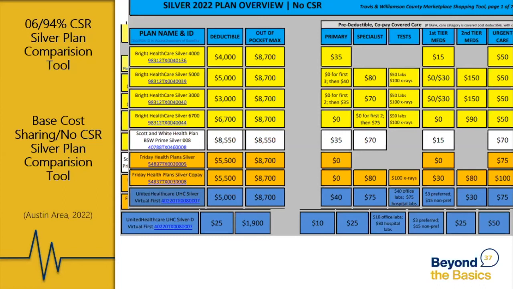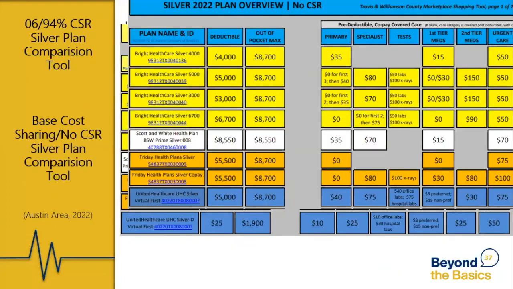Note that if you decide to do this for silver, you have to do four versions because of the different cost sharing. So you would have to do a 94% cost sharing version, an 87 and 73, and then a base cost. So you can see that's the difference between the one that's in the former part of the screen.